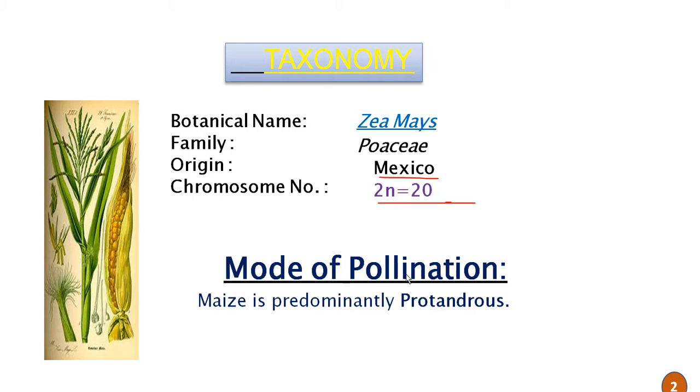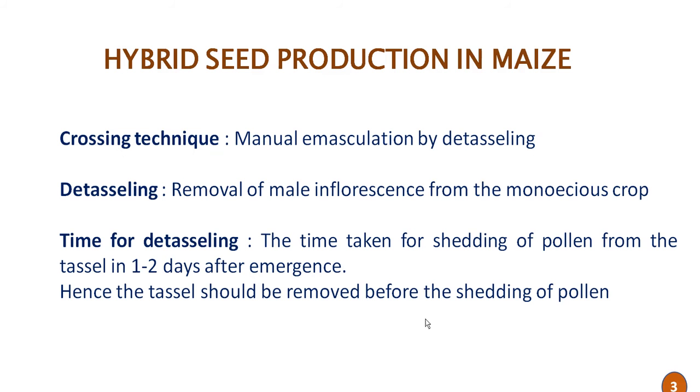And the mode of pollination in case of maize: maize is predominantly a protandrous crop, and that means there is a protandry condition, and due to this protandrous condition, it is a highly cross-pollinated crop. This protandrous condition means the androecium matures before the gynoecium and thus leads to cross-pollination. Then hybrid seed production in maize, and the crossing technique used is manual emasculation by detasseling.